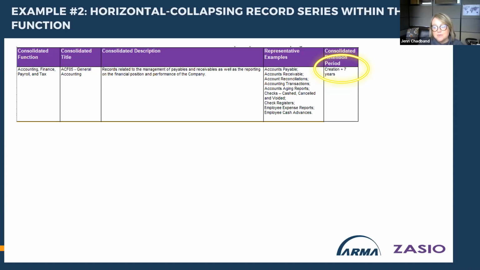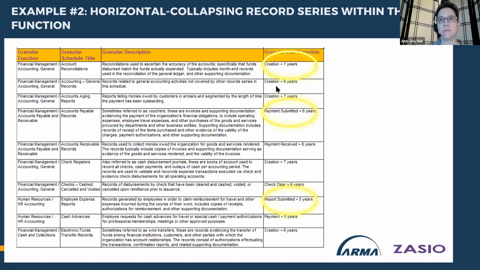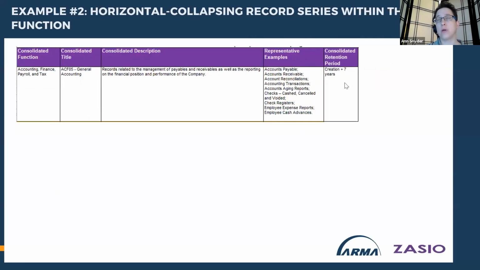The consolidated retention period, you'll see, is simplified. It's creation plus 7 years. We were able to determine, based on the life cycle of some of these records that had very specific event triggers, that it was feasible to round it out to a flat retention period. And so here is our simplified record series for general accounting. You can see how these are different, with creation plus 7, payment, and report submitted all simplified. Again, we'll be looking at a simplified trigger period and discussing that specifically in a couple of examples from now, but you can see how that was consolidated here.